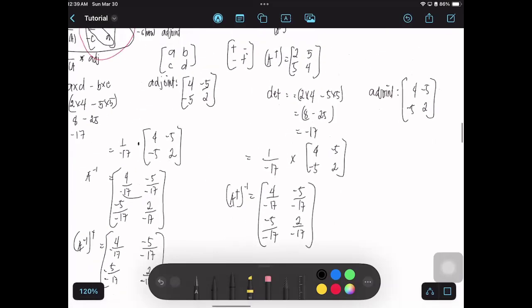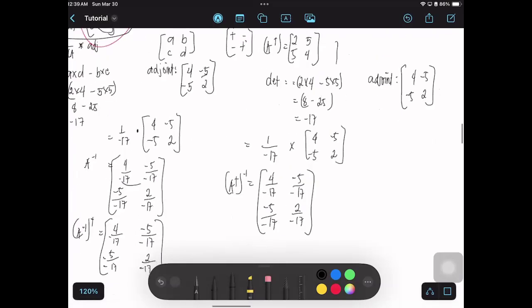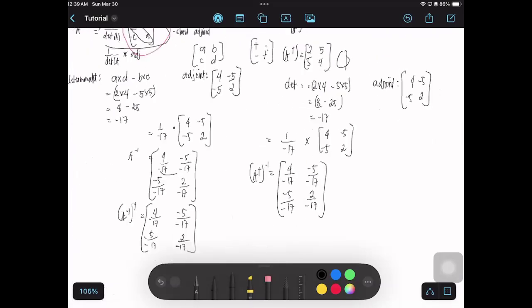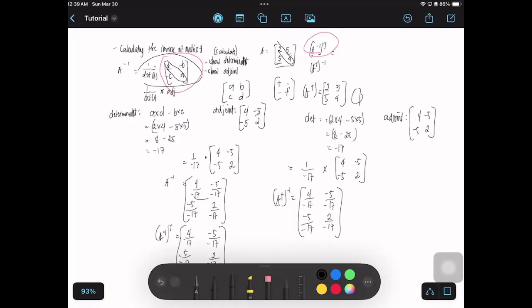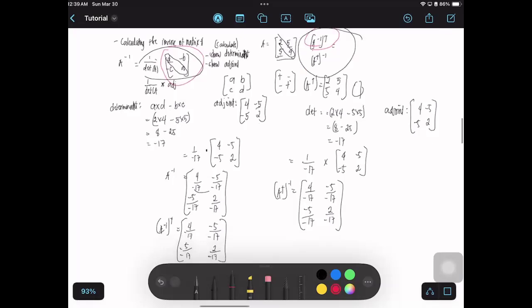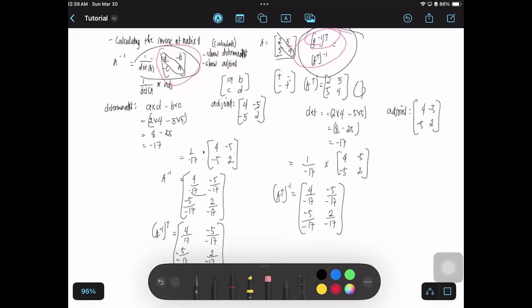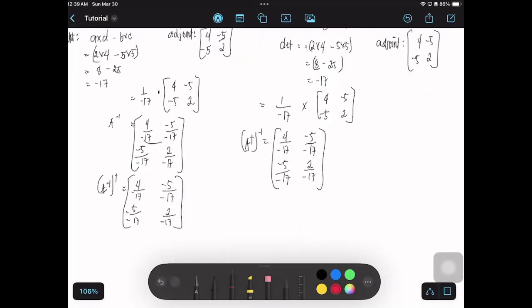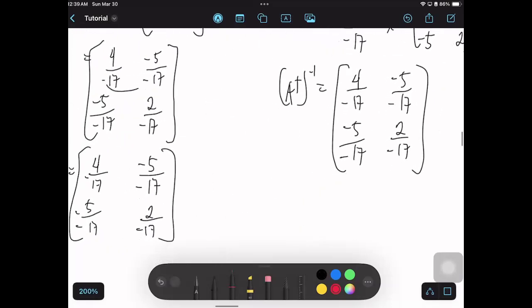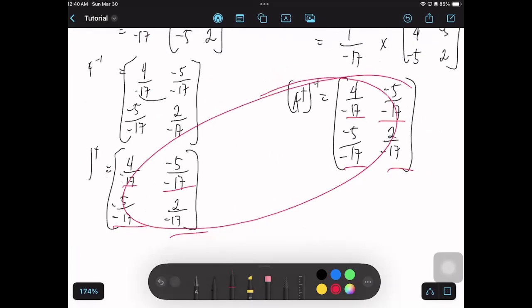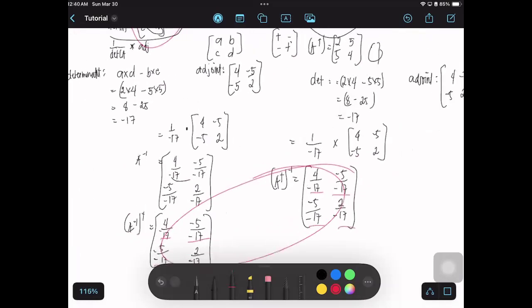Since this will be your A transpose setup, we are going to prove that one since it's been mentioned that the transpose of your invertible A will be equal to the transpose of A, then getting the inverse of it. So let's try to identify. So 4 and negative 17 and negative 5, negative 17, correct? Negative 5, negative 17, correct? And correct. So they are equal and they are the transpose of the invertible matrix.